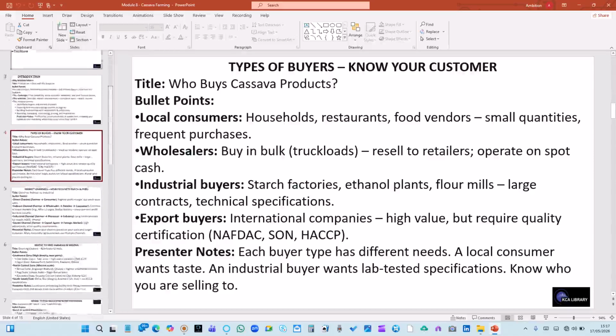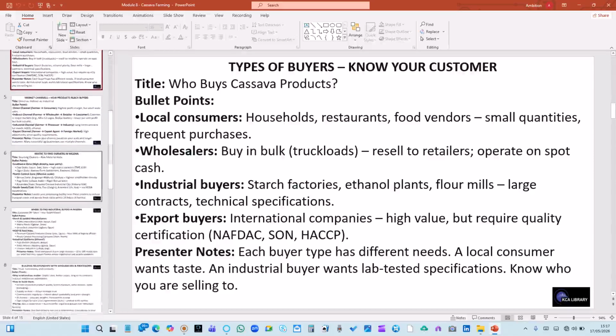Having known that, let us look at types of buyer, that is, know your customer. Who buys the cassava product? We have local consumers, which include households, restaurants, and food vendors that buy in small quantity and purchase frequently. We have wholesalers that buy in bulk and sell to retailers. They operate on a spot cash basis. Then we have industrial buyers such as starch factories, ethanol plants, and flour mills that buy on large contracts with technical specifications.